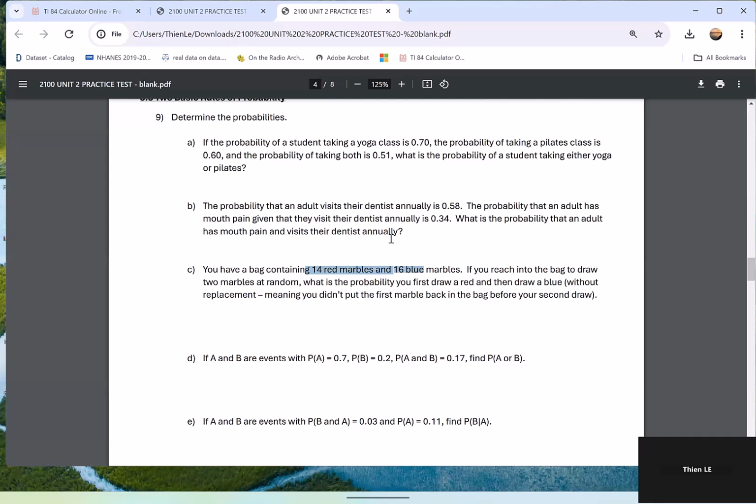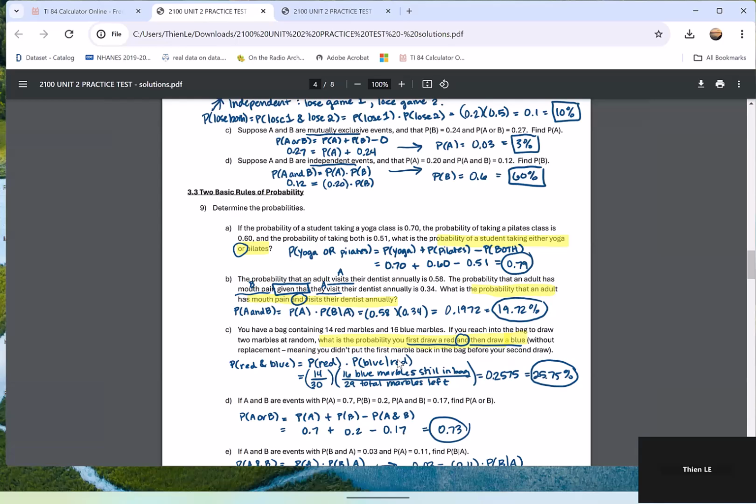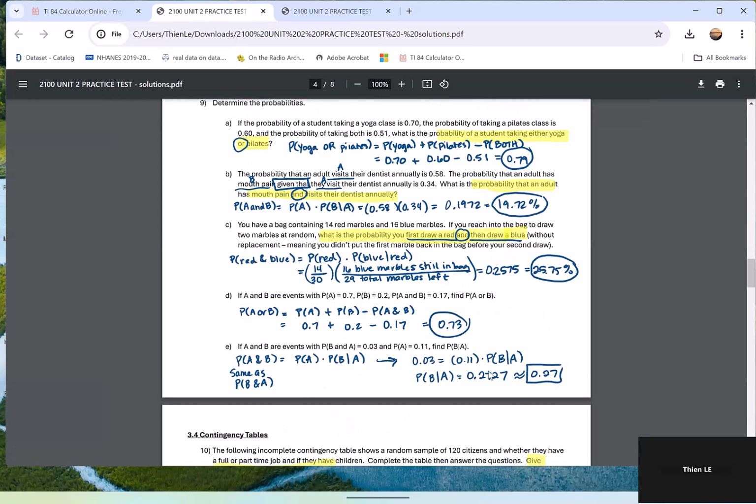And it will be 0.03 divided by 0.11, and it gives you about 0.273 if you keep 3 digits.